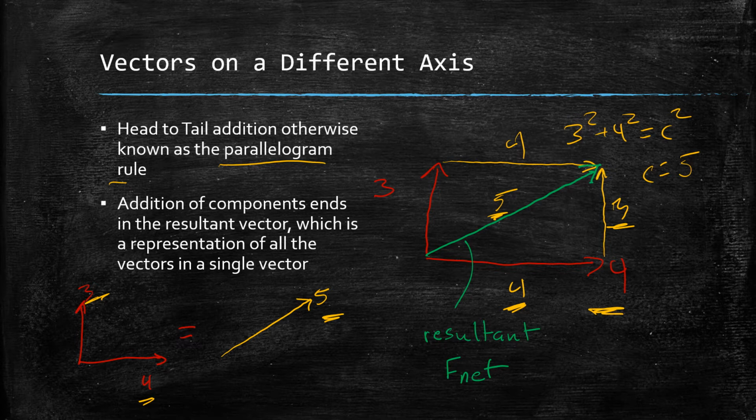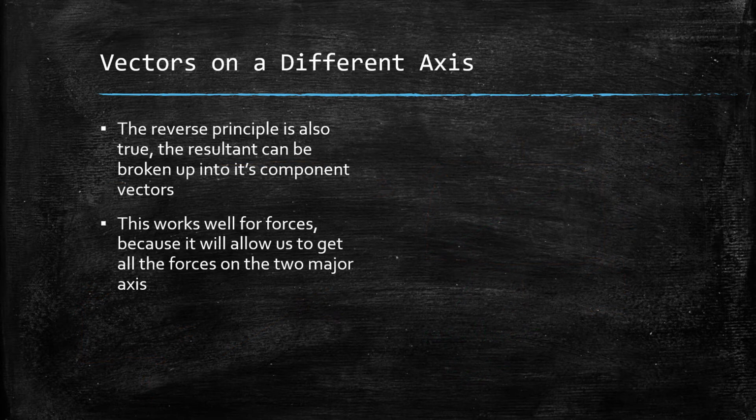So that's how we can take vectors from a different axis and add them together into a single vector on one axis. Since that set of vectors are equal to each other, we can also take advantage of the reverse principle. We can take a vector, the resultant vector, and break it up into its two components.